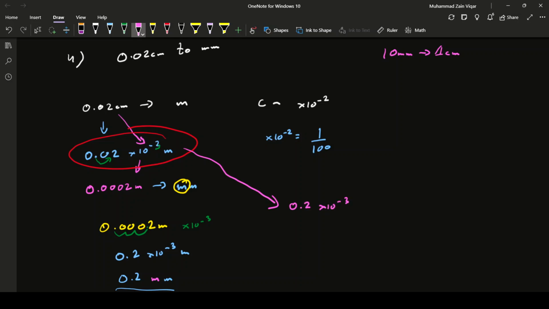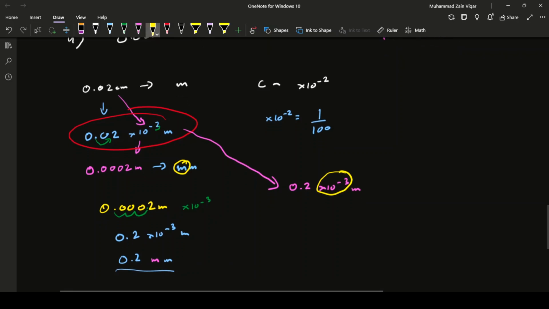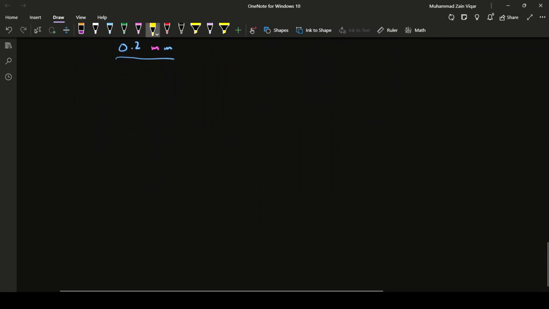But that's obviously something that comes after a lot of practice. So 0.2 times 10 to the power negative 3 meters, and then we convert this with milli, and we get the same answer as what we've gotten below.